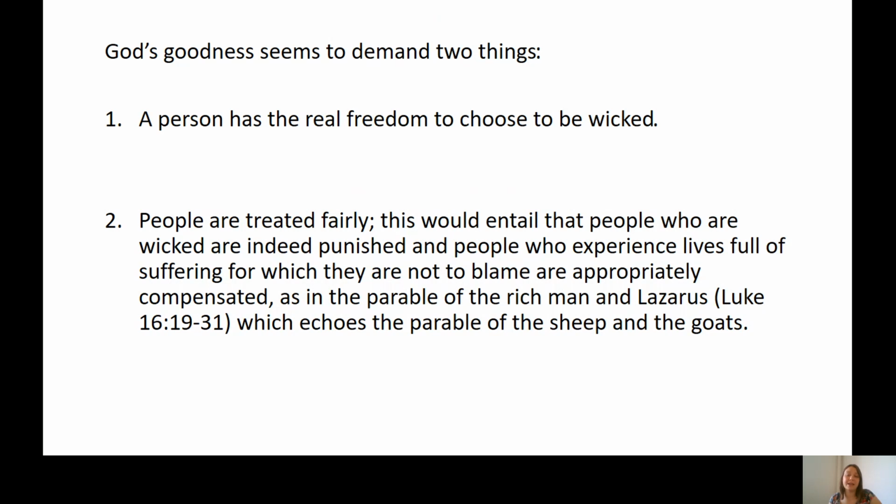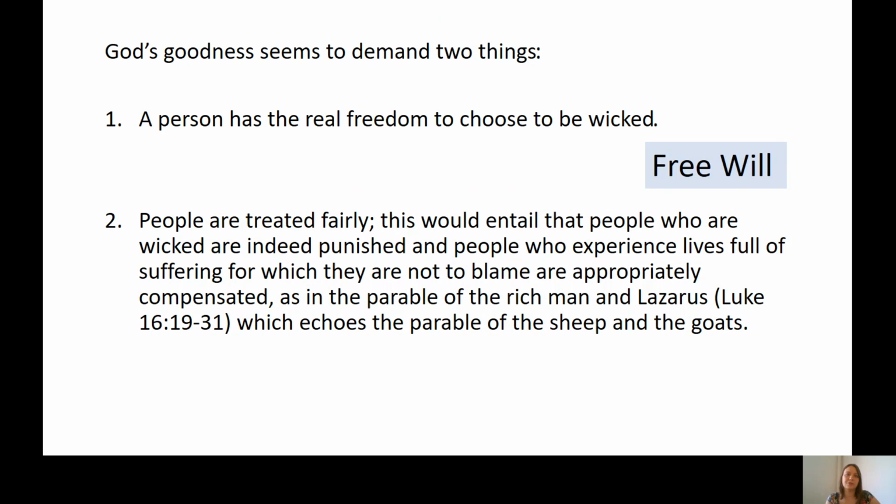And this would entail that people who are wicked or evil are punished, but also that people who experience lives that are full of suffering, where they're not to blame, are compensated. And there are parables in the Bible, like the parable of the rich man and Lazarus and the parable of the sheep and goats, that suggest this as well, that God will work all things out in the end, that people who have behaved in an evil way will be punished, and people who didn't have any choice and suffered will be rewarded or compensated for that.